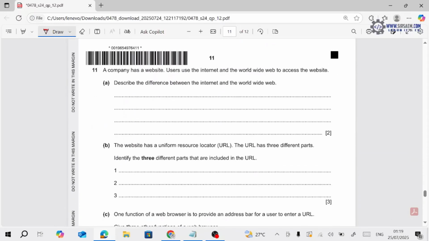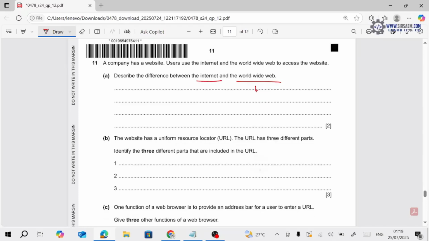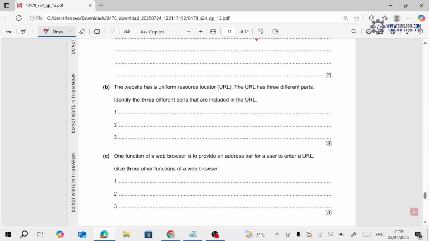A company has a website. Users use the internet and World Wide Web to access the website. Okay, so describe the difference between the internet and the World Wide Web. The internet is an infrastructure, remember that, and the World Wide Web is a collection of web pages. The website has a URL. The URL has three different parts. Identify three different parts that are used in a URL.